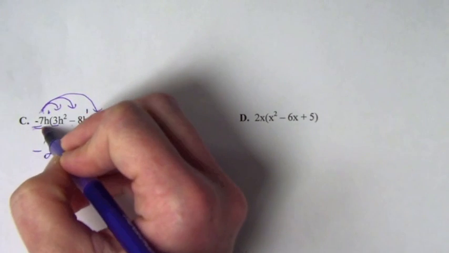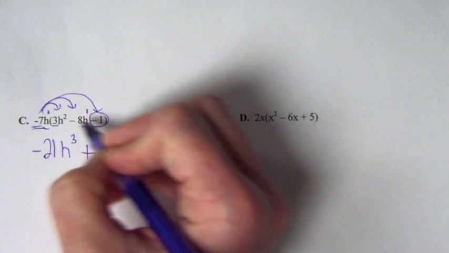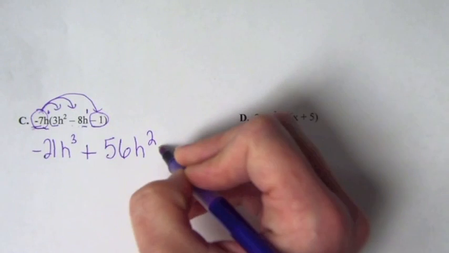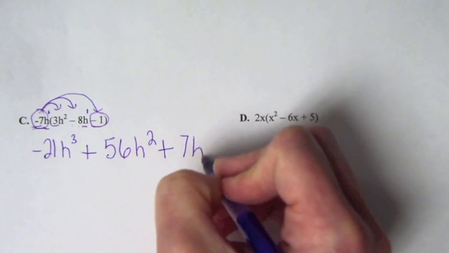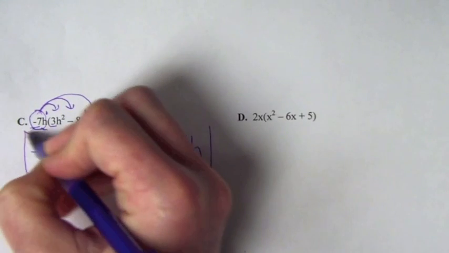Then we take negative 7h times negative 1. Again, it's going to be positive because 2 negatives, so I'm going to put a plus here. And then we get 7h, and that is our product.